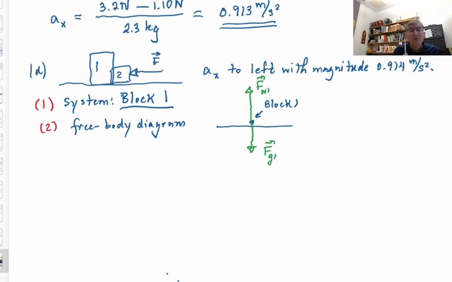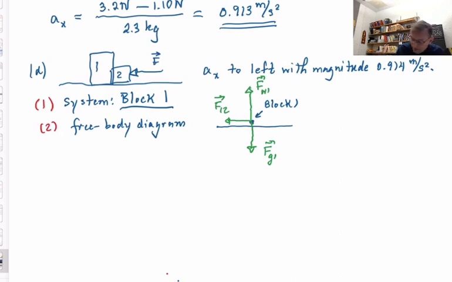The only other force is from 2. 2 is pushing on 1. And in this case, 2 pushes on 1 to the left. So this is the force on 1 due to 2. That's what I have to find. Okay? Let me include my axes.